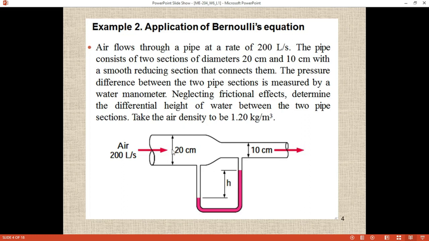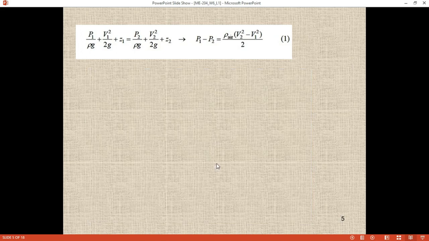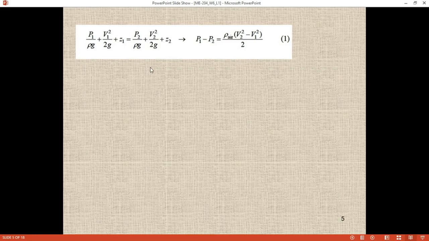So first of all, we will assign point 1 and point 2. Here the pipe is straight, so the distance from the datum line is the same for point 1 and point 2, both are at the same level, so z1 and z2 will be equal. Okay, so this is the Bernoulli equation for point 1 and point 2. Since z1 and z2 are the same, this equation reduces to P1 minus P2 equals rho of air times (V2 squared minus V1 squared) over 2.